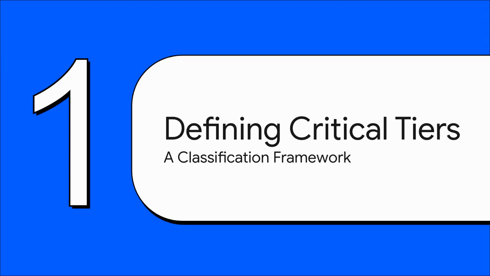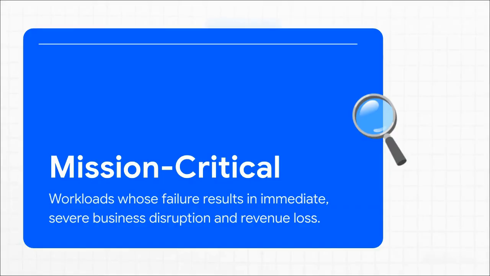Well, it all starts with classification. The very first step is to stop looking at your applications as just one long, flat list. Instead, you need to start organizing them into clear, business-defined tiers of how critical they are. So at the very top of the pyramid, you have your mission-critical apps. These are the absolute non-negotiables. Think about your main e-commerce checkout system or your public-facing APIs. If these go down, the business effectively stops. Customers are impacted right away, and you're losing revenue by the minute.